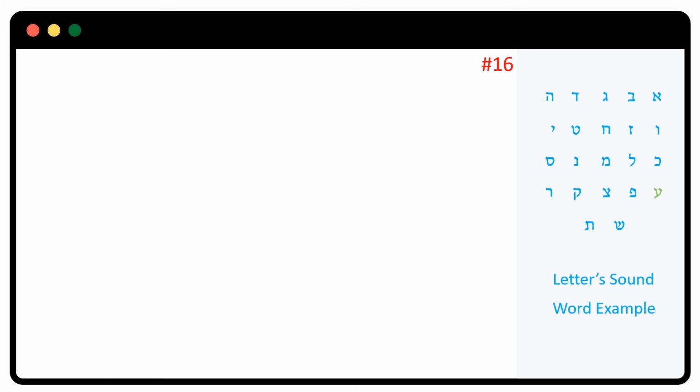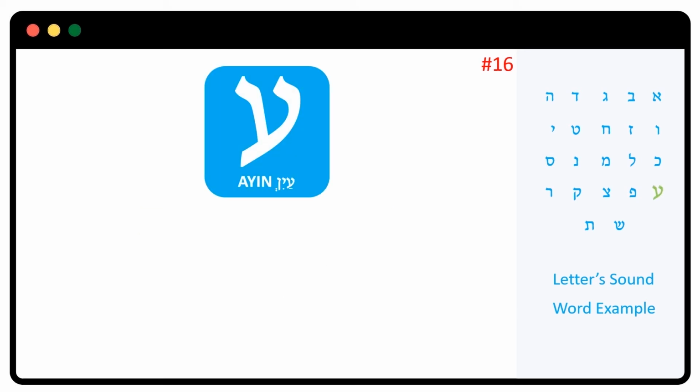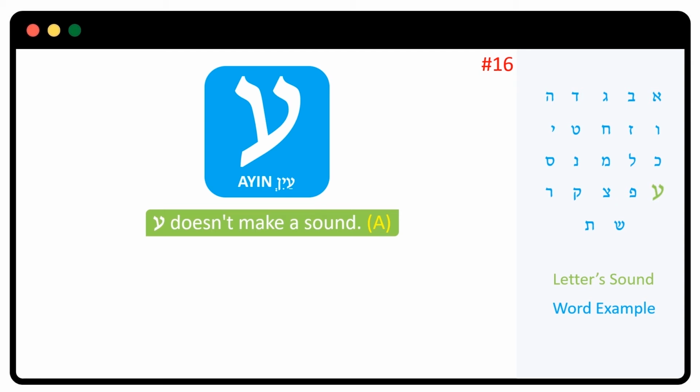Letter number 16, ayin. The letter ayin does not really make the sound of any letter in English, but the most similar sound to the letter ayin in English is the sound of the letter A. Let's look at the following word example with the letter ayin. Agil. The word agil starts with the letter ayin, and agil means an earring.